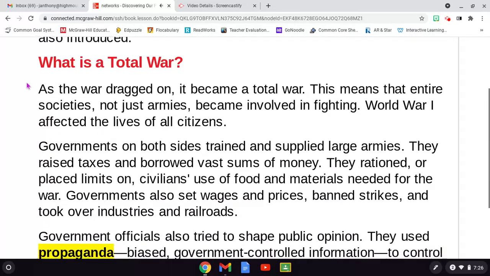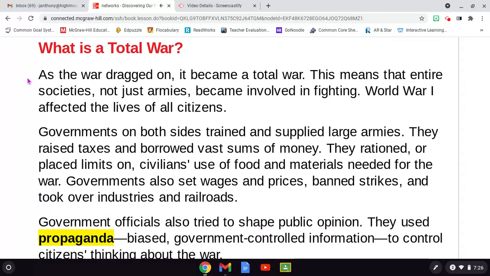What is a total war? As the war dragged on, it became a total war. This means that entire societies, not just armies, became involved in fighting. World War I affected the lives of all citizens. Governments on both sides trained and supplied large armies. They raised taxes and borrowed vast sums of money. They rationed, or placed limits on, civilians' use of food and materials needed for the war.